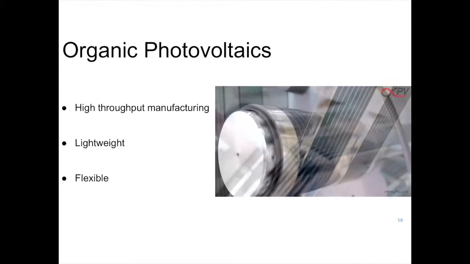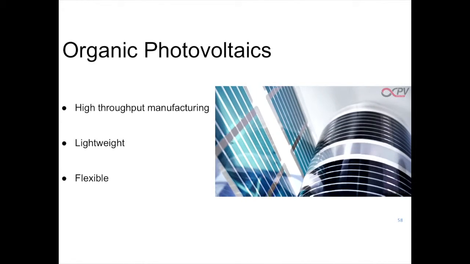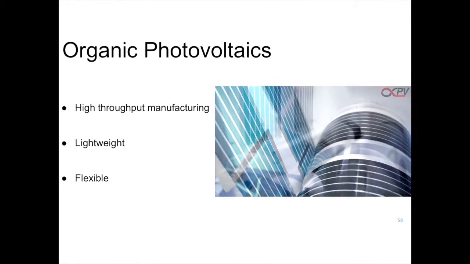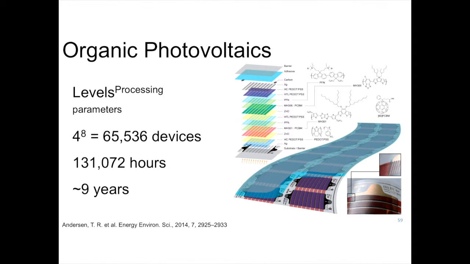This is why one of the focuses in our research group is on organic photovoltaics, or OPVs for short. These devices can be printed with high throughput manufacturing techniques like roll-to-roll printing, the same way newspapers are made, and the resulting devices are extremely lightweight and flexible. However, they consist of very complex layered architectures, and each of these layers needs to be optimized very finely to get a high performance device.